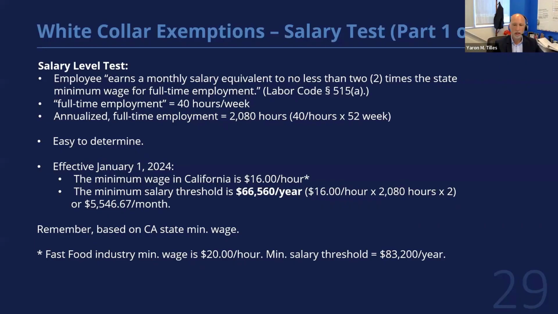And that particular statute does identify that $20 per hour increase in the minimum wage as being the equivalent of the state minimum for that industry, which means then that the minimum salary threshold for fast food restaurant employees that are classified as exempt is $83,200. That's an important note to that. All right, next slide.